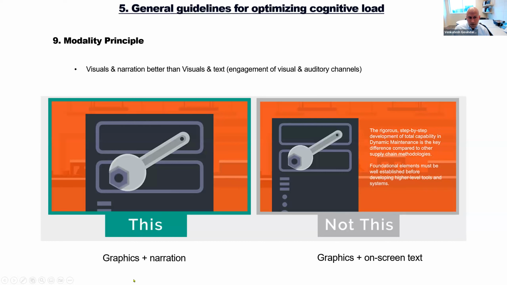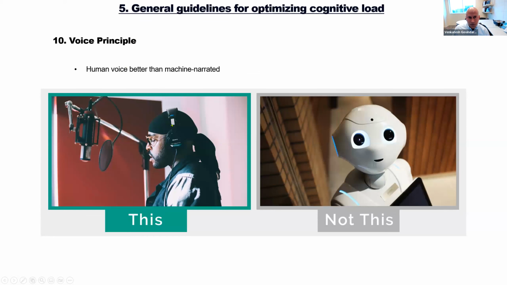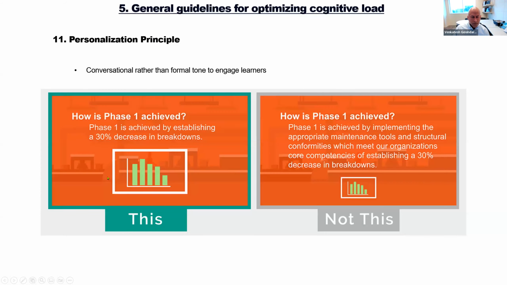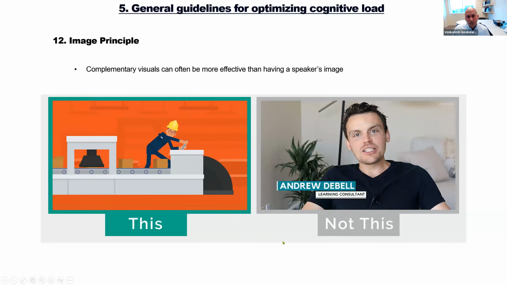The modality principle, essentially the idea that students learn better with graphics and narration rather than graphics and on-screen text without any kind of narration. This is fairly obvious. Voice principle, the human voice is definitely better than machine narrated voice. And again, the audio quality has to be high as well. As many of us know, we are at the mercy of classroom technology. Personalization principle, again, the studies show that students learn better when the tone of presentation is informal or conversational rather than being formal. And the last one, image principle.